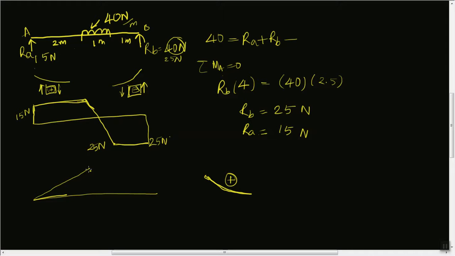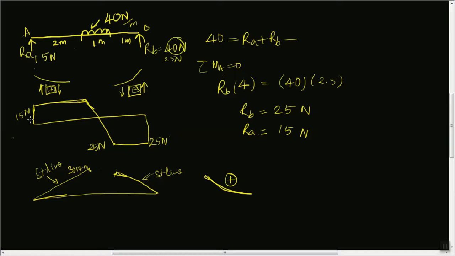At this location it is 30 Newton meter, and at this location we have 25 Newton meter. So I'm drawing a bit lower here. These two are straight lines. This is a straight line, and this is also a straight line.